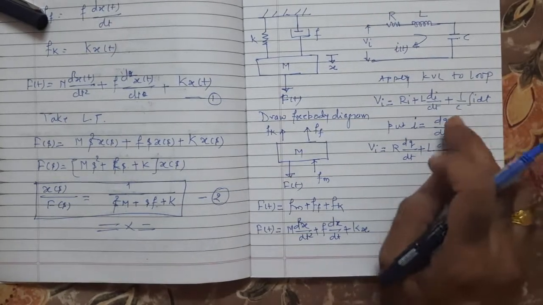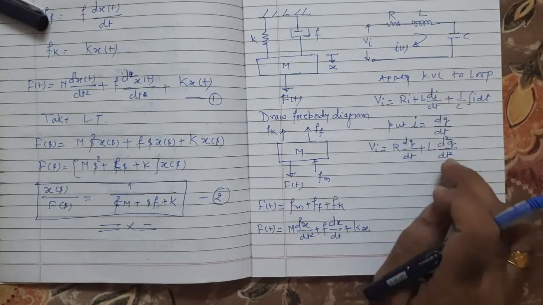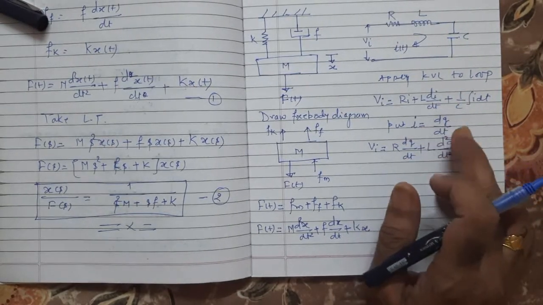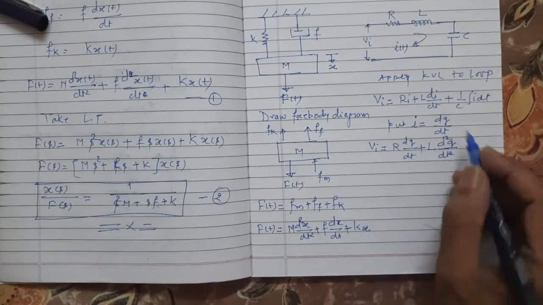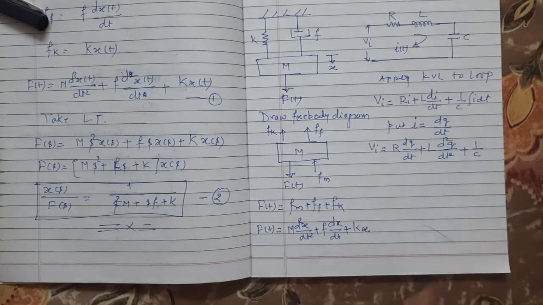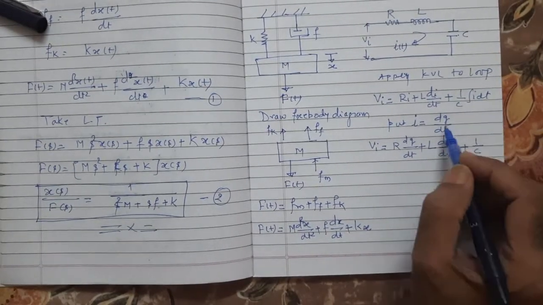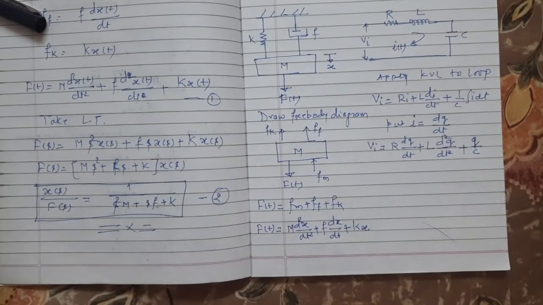By substituting I equals dq by dt in the above equation, d by dt as it is, and I is dq by dt, so this gets multiplied and becomes d square q by dt square, plus 1 by C as it is, and integration of dq by dt, that is nothing but q. So this is my equation.